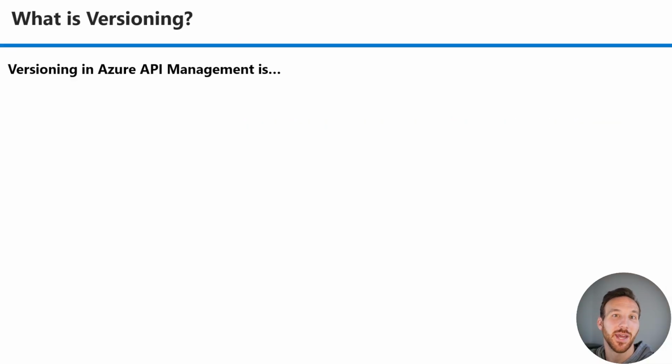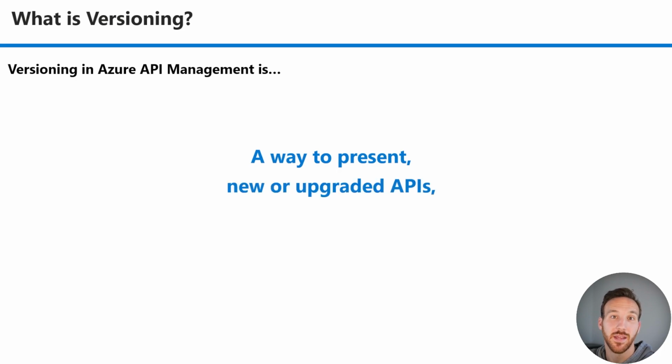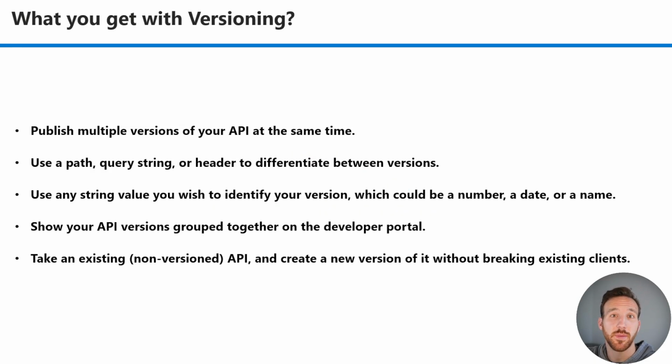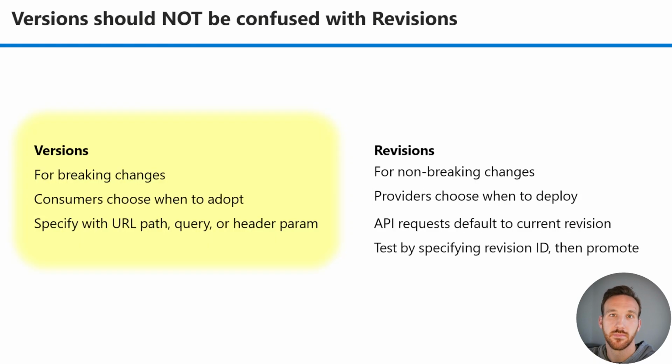Versioning in Azure API Management is a way to present new or upgraded APIs in a safe and distinct way. When you use versioning, you can have multiple versions of the same API with different types of breaking changes. You can specify how API consumers access those versions through different methods, like query parameters, headers, or the path. And you can create custom naming conventions that help administrators distinguish versions in the Azure portal and your developers distinguish your versions in the developer portal.